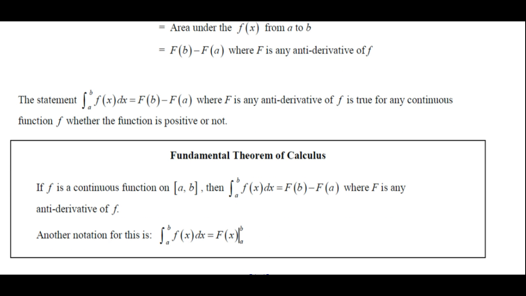The statement that the integral from a to b of f of x dx is equal to F of b minus F of a, where F is any antiderivative of f, is true for any continuous function f, whether the function is positive or not. So as long as we have a continuous function, what this really says is that there is an antiderivative for any continuous function.